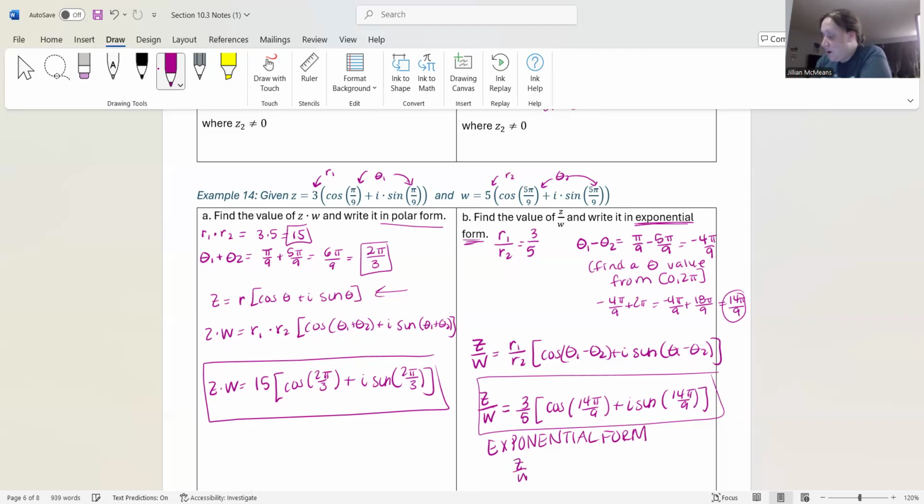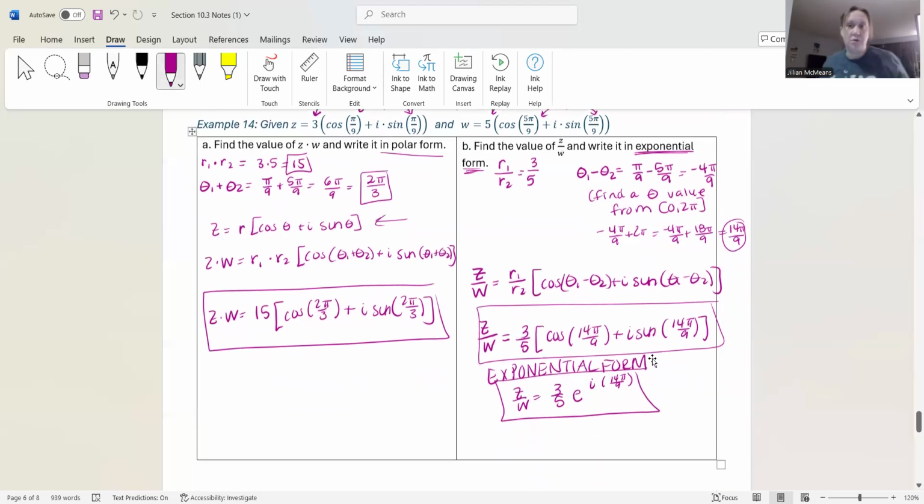So z over w is going to be 3/5 times e to the i times 14 pi over 9. And this is exponential form. So I guess the lesson that we just learned here is to answer the question that's being asked. Make sure you do write this one in exponential form, because that is what's being asked of you. So you just get extra points for doing polar.